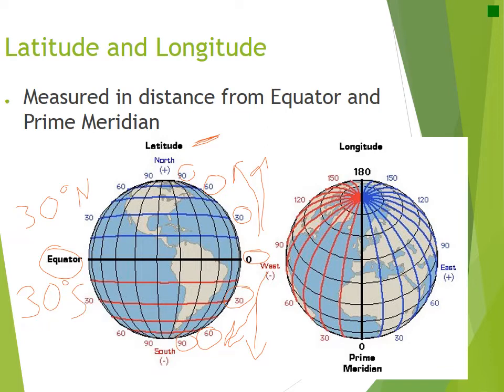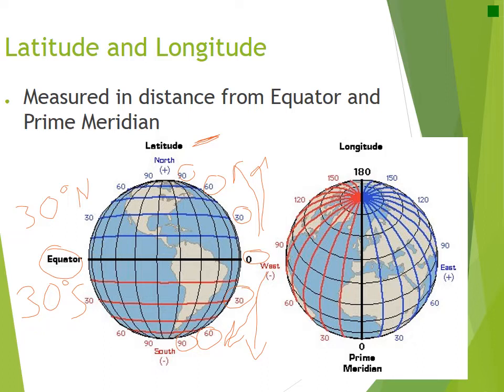Okay, and so that's how latitude works. It's measured in distance away from the equator. Longitude works in much the same way. It's measured in distance away from the prime meridian.